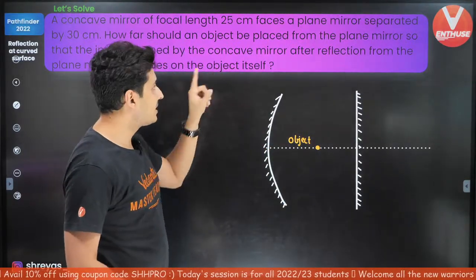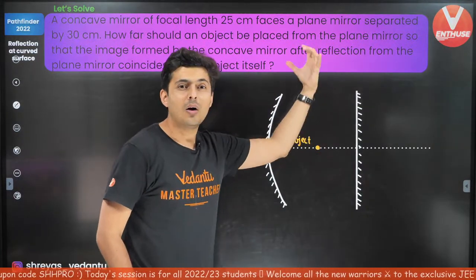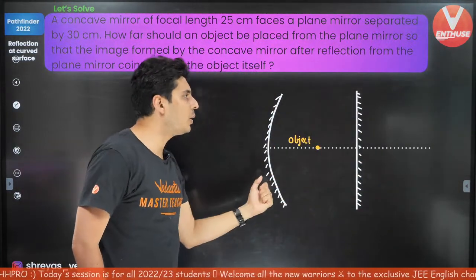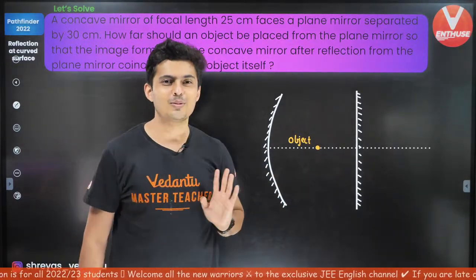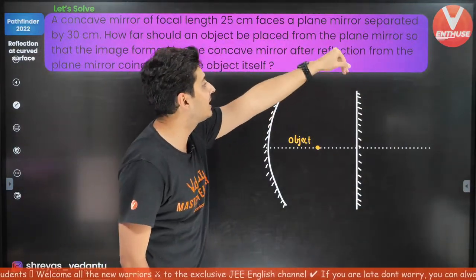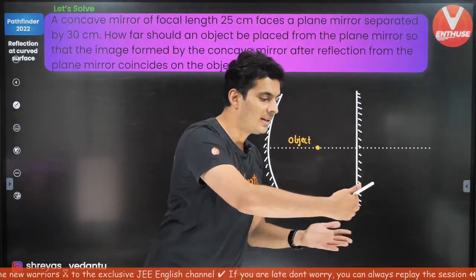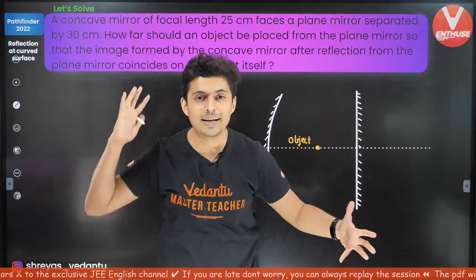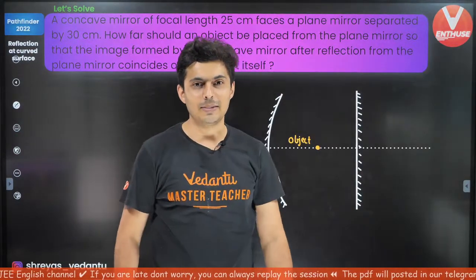Read the statement carefully. The rays of light will first fall on the plane mirror, then the concave mirror, to get the final image. I will repeat. You have to find the image formed by the concave mirror after reflecting from the plane mirror. That means after it reflects from the plane mirror, it will get reflected on the concave mirror and then you will get the final image.